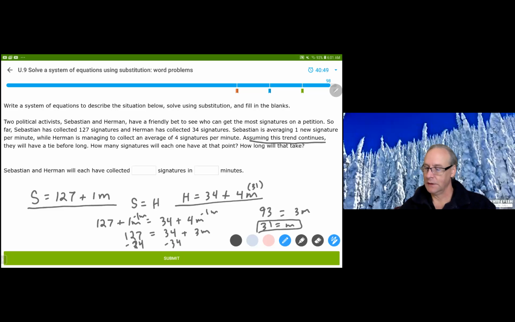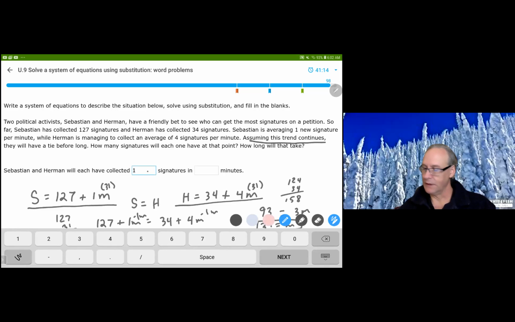31 and 31. Well, this one is harder, so I'm going to do this one first. 124 is 31 times 4, plus the 34 gives me 158. 127 plus the 31 gives me 158. And sure enough, they will both have collected 158 signatures in 31 minutes.